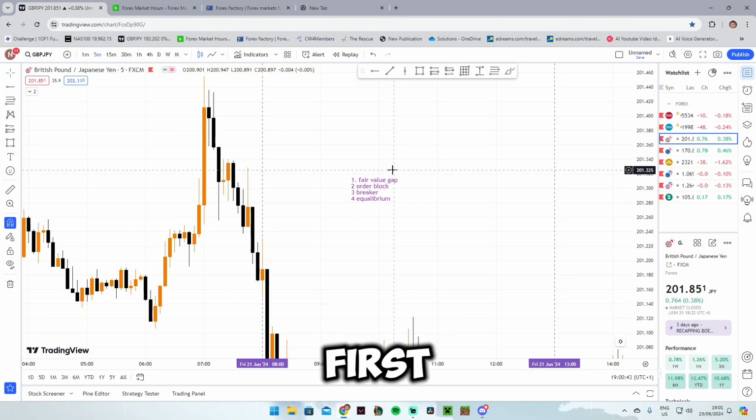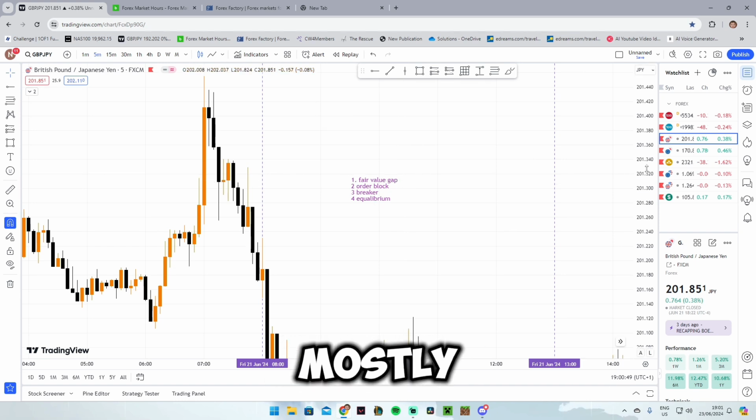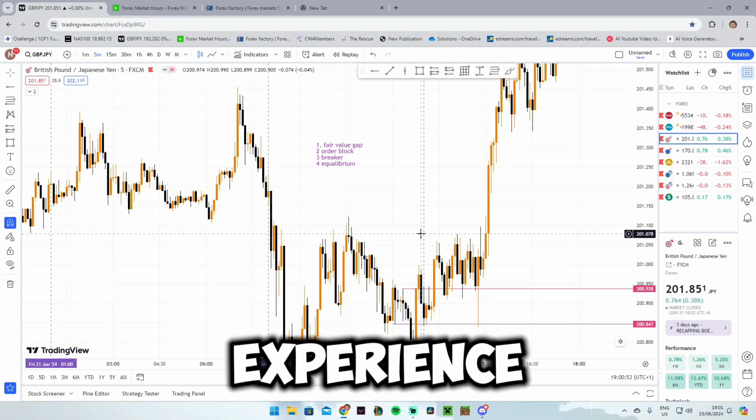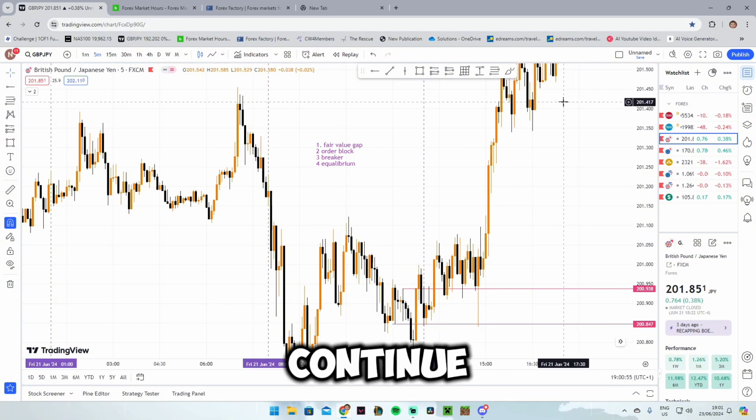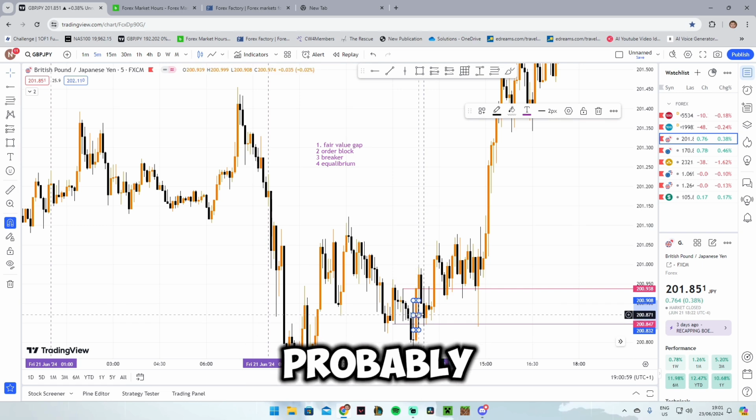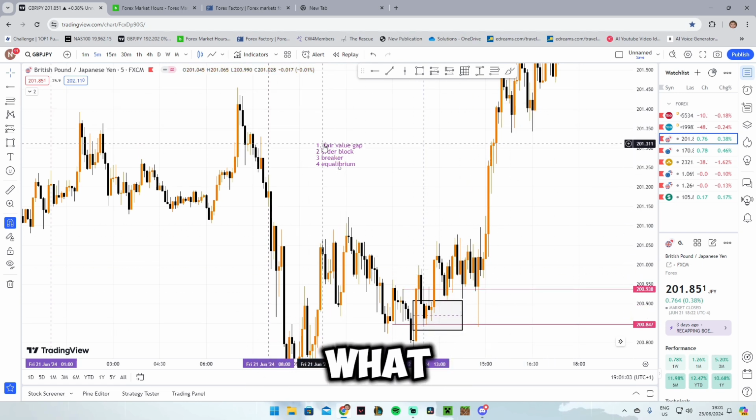First of all, in first place actually, fair value gaps mostly get tapped into from my experience and then continue upwards, just like this one right here. Fair value gap right here gets tapped into, continue. Anyway, so that's what I would rank first.